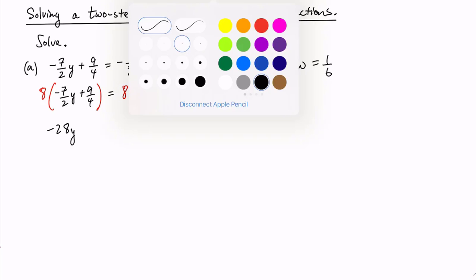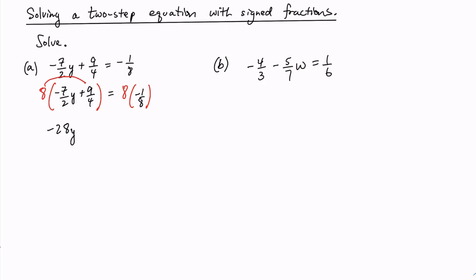You're going to have to distribute that 8 to the 9/4 as well. So distribute this 8 to the 9/4. Once again, do 8 divided by 4 first. That reduces to 2 in the numerator, and that becomes 2 times 9, which is 18. Wow. Notice the denominators are all 1. What's on the right-hand side of this equation? Simply negative 1, because 8 over 8 reduces to 1.